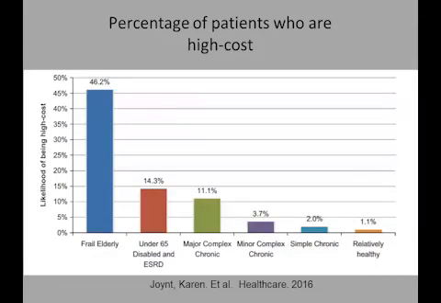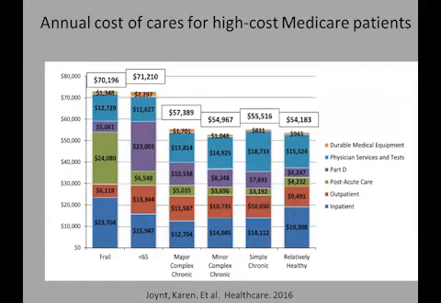Compare that to essentially the next sickest group, those under 65 who are on dialysis or on disability: only a 14.3% likelihood of going on to become a high-cost patient. So a substantial difference. A high proportion of this group is going to become high cost. The average cost for the frail elder patient is $70,000 a year, and that's second only to those with end-stage renal disease.